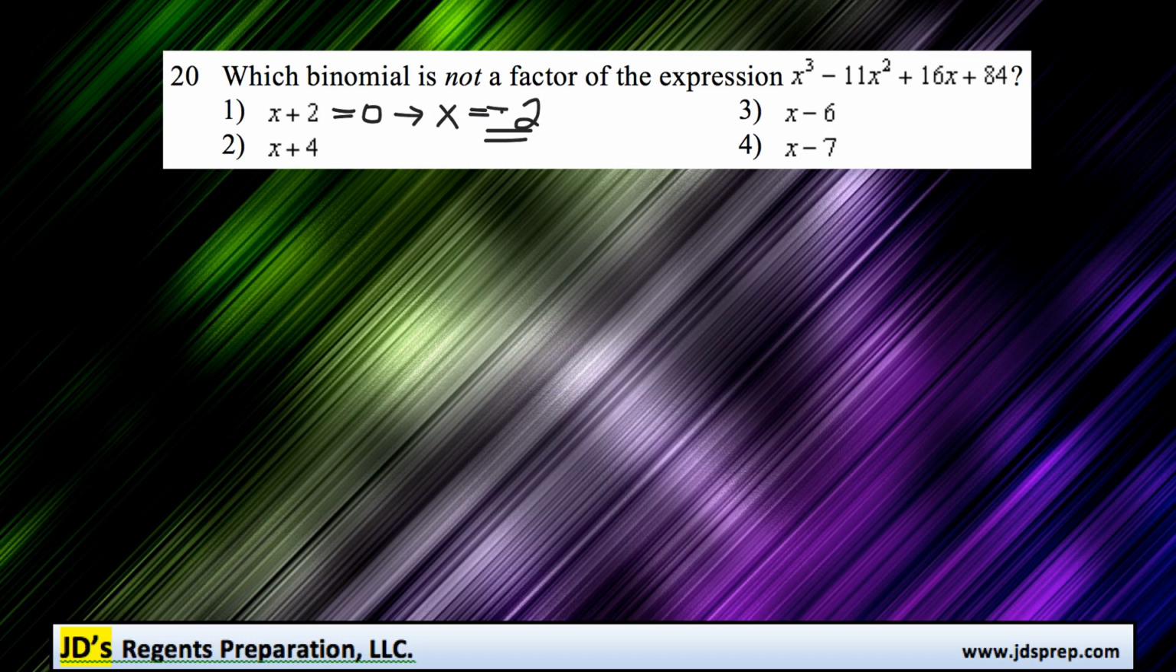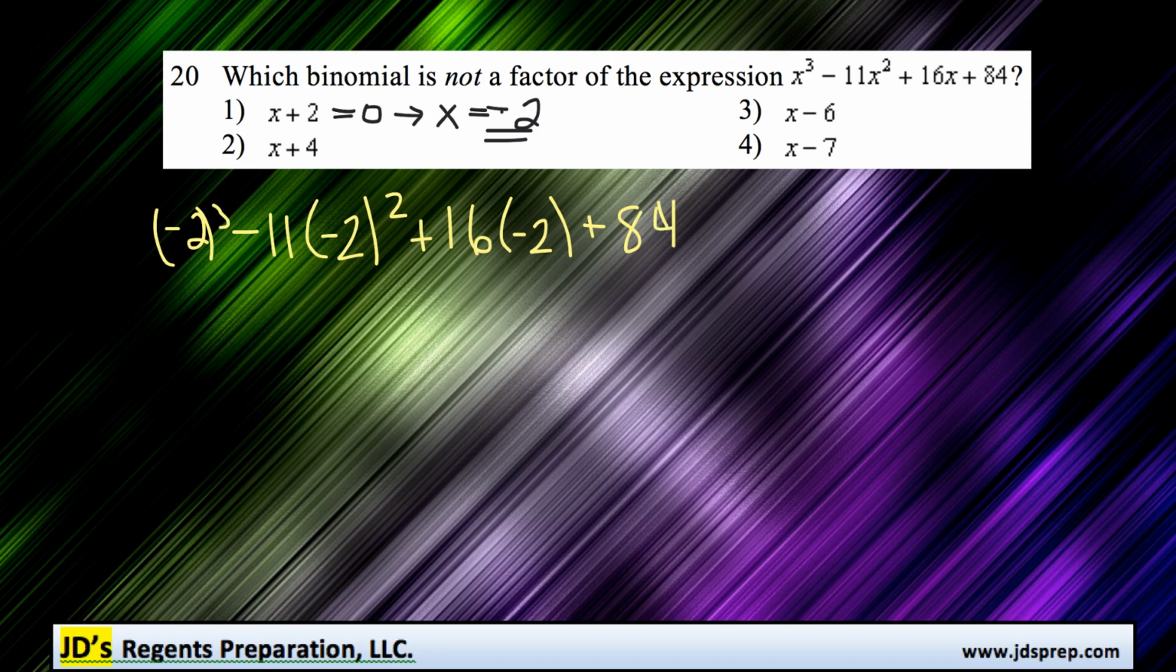We would calculate negative 2 cubed minus 11 times negative 2 squared plus 16 times negative 2 plus 84. And so again, we're testing to see if this gives us an answer of 0. And if you do type that out, you should see that you do indeed get 0. So that proves that that binomial x plus 2 is a factor of the expression.